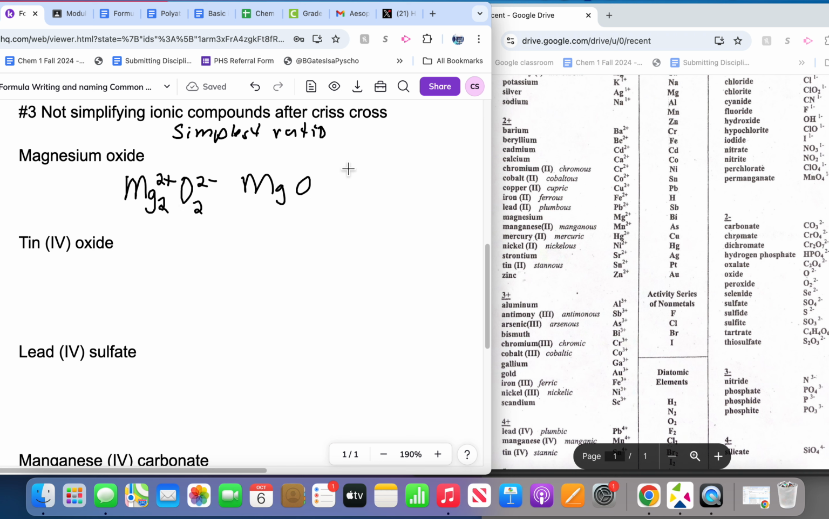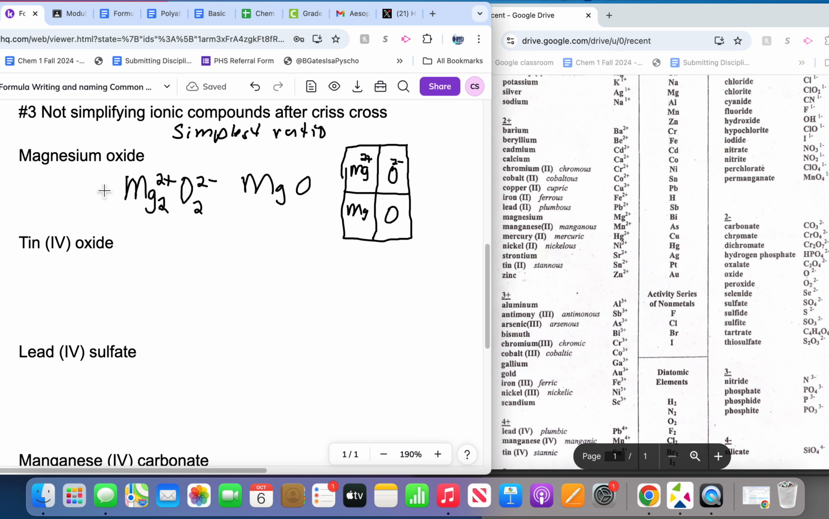You see, if you looked at the card game that we did that one day with the blocks of wood, if you have MgO, you don't need two Mg's and two O's. You only need half of that, MgO, because one 2 plus cancels out one 2 minus.